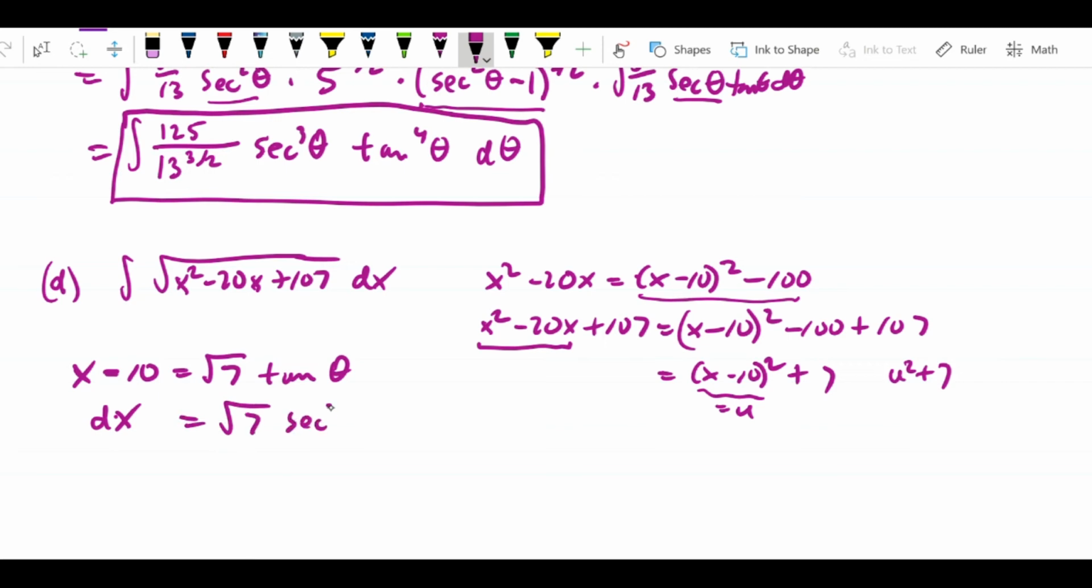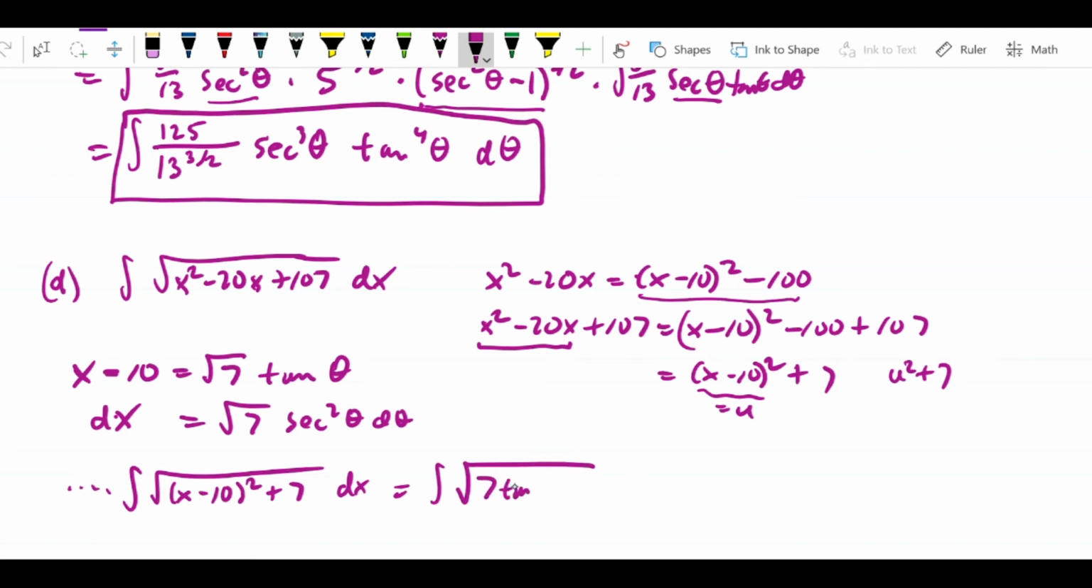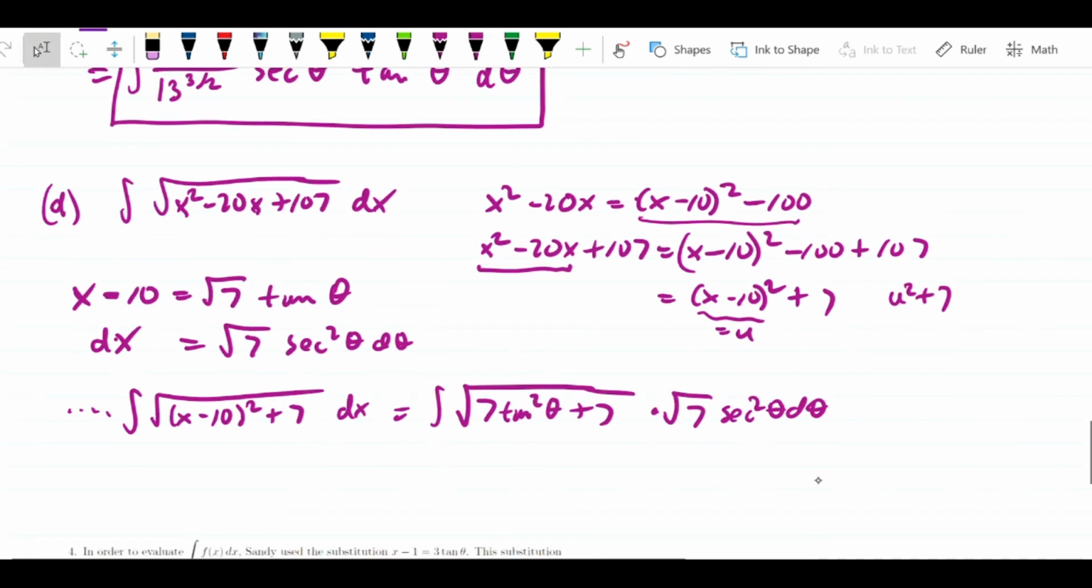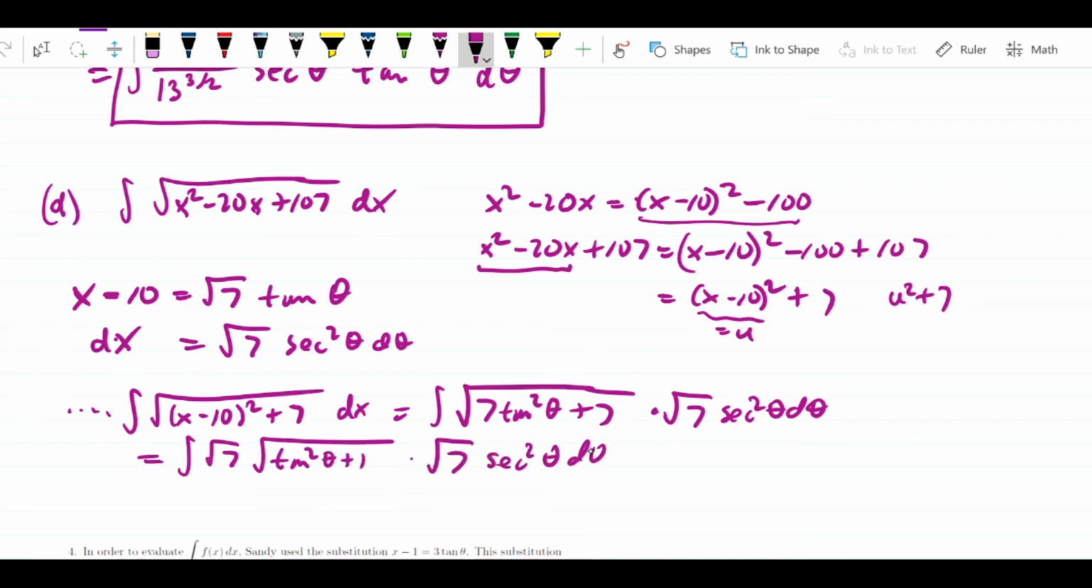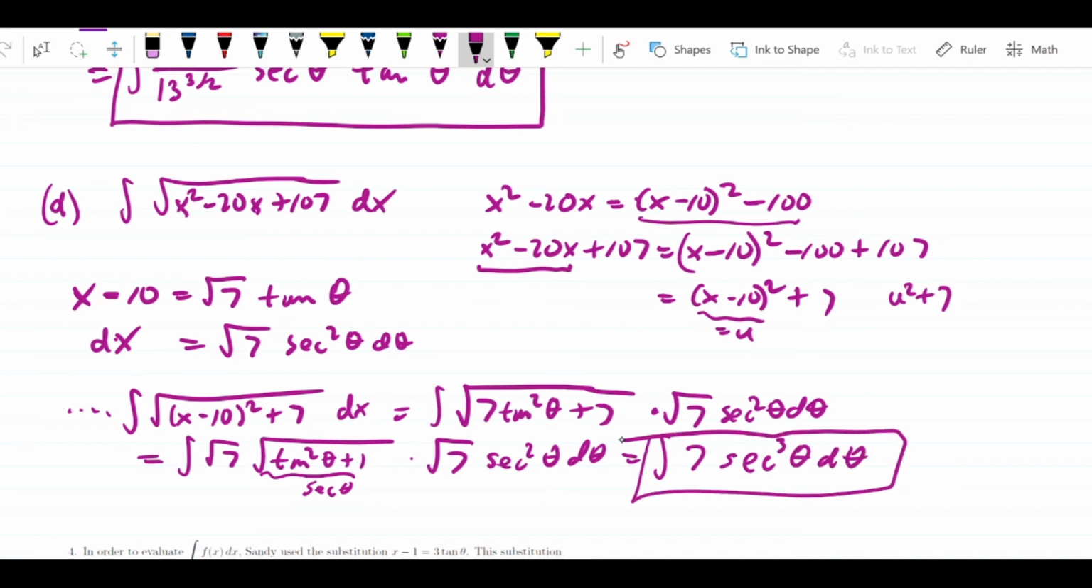So that's going to equal root 7 secant squared theta d theta, and that means that the given integral, the integral of the square root of x minus 10 squared plus 7 dx, is going to equal the integral of the square root of 7 tan squared theta plus 7, because I'm replacing x minus 10 with root 7 tan theta, and then dx is times root 7 secant squared theta d theta. When I factor everything out, this becomes root 7 times the square root of tan squared theta plus 1 times root 7 secant squared theta d theta, and that equals 7 times, since the square root of tan squared theta plus 1 is secant theta, another power of secant, so 2 powers of secant, 7 secant cubed theta d theta. Boy, is knowing how to do that secant cubed really important. So, okay, there we go.